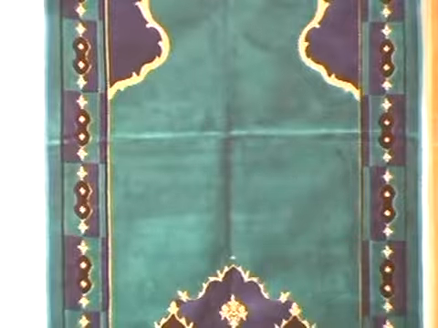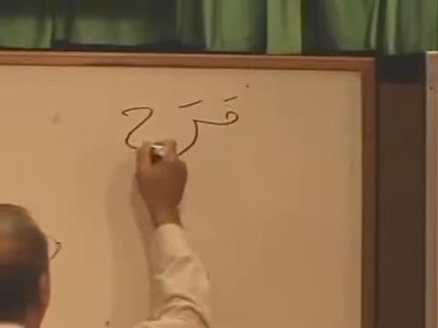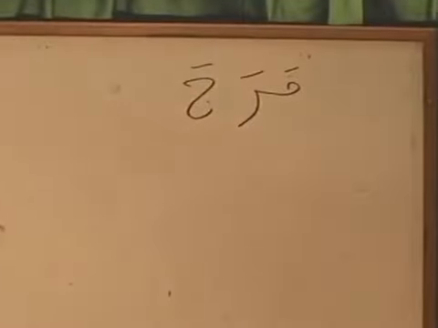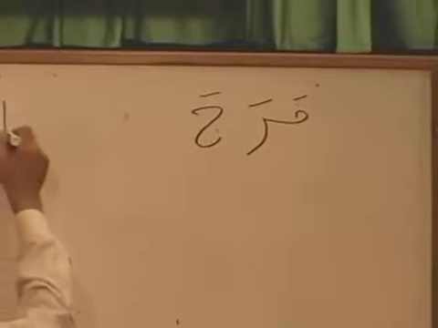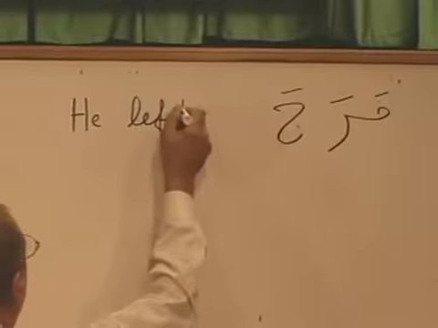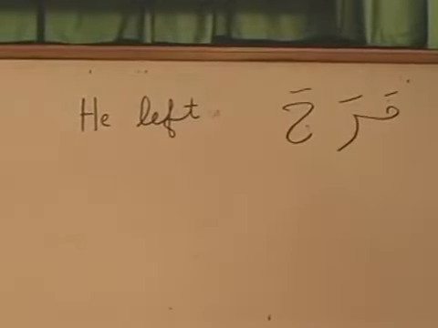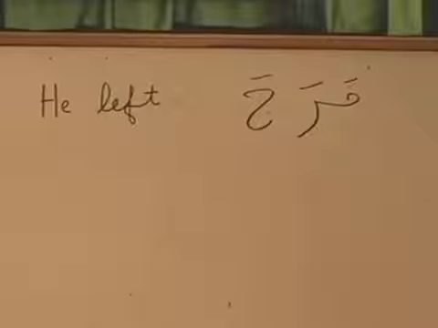Okay, brother, now I'm writing here kharaja. Kharaja. Are you with me? What did you tell me? He left. Okay. He left. Fine. Brother, what is the Arabic of he? Huwa. Is huwa there? Where is it then?